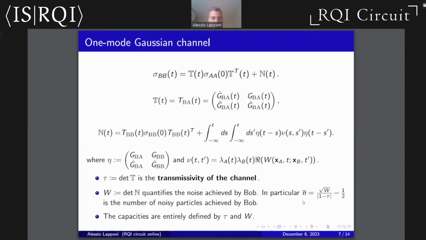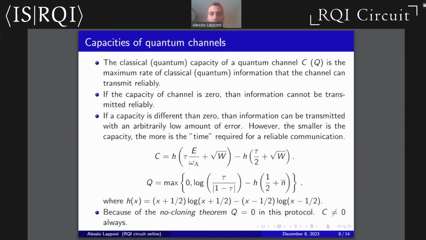So to have a good quantum channel, obviously we should have a high transmissivity and low noise. And the capacities are entirely defined by these two elements, and now we will see that. What is the capacity of a channel? Well, basically the definition of a capacity is the maximum rate of information, which could be either classical or quantum, that the channel is able to transmit reliably.